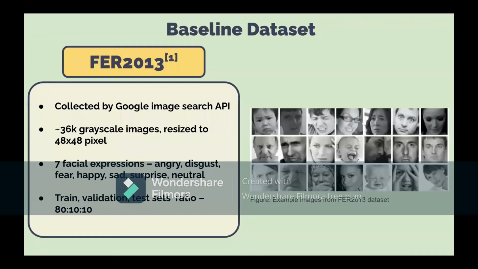Our baseline dataset is FER 2013, which was collected automatically by the Google Image Search API and is available on Kaggle. It consists of around 36,000 grayscale images of faces, which have been resized to 48 by 48 pixel scale. In the dataset, images of 7 facial expressions have been classified. They are angry, disgust, fear, happy, sad, surprise, and neutral.